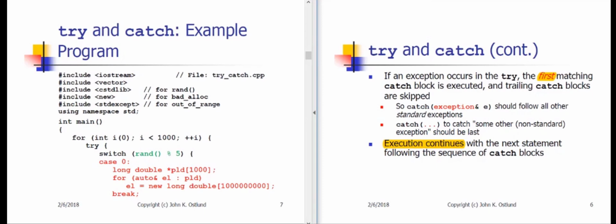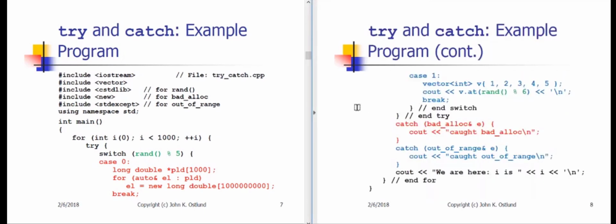Okay, so here on slides 7 and 8, we have a small program illustrating these two problems that we've just talked about, namely the bad alloc problem or the out of range problem. We've included new and we've included stdexcept so that we know about the bad alloc class and the out of range class. Those are the two kinds of exceptions that we're looking for. So in main, we have a for loop that's going to go for 1,000 iterations, and inside the for loop we have a try block.